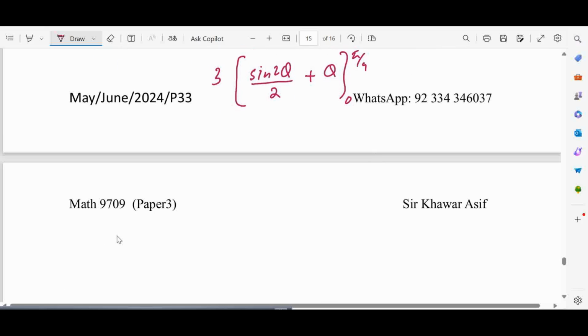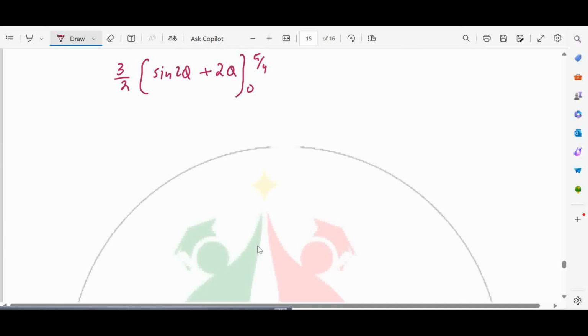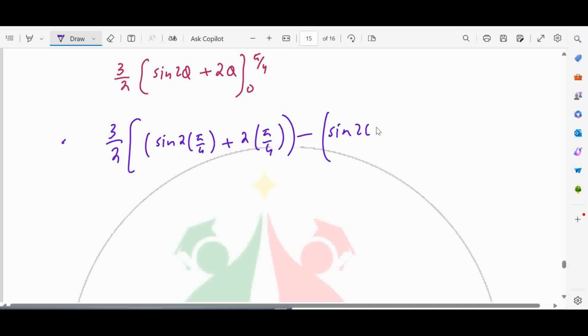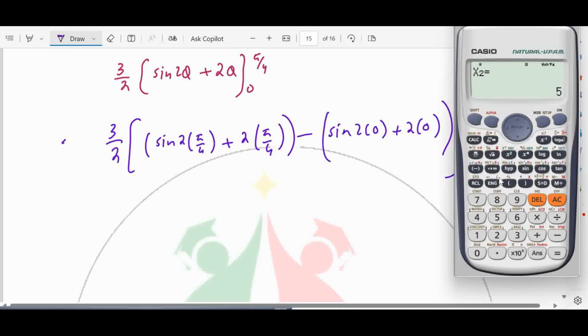We can write this as 3 by 2 sine 2 theta plus 2 theta, and then upper limit minus lower limit. Now the upper limit gives 3 by 2, sine of 2 into pi by 4 plus 2 into pi by 4, minus the lower limit, sine 2 into 0 plus 2 into 0. Now your calculator must be in radian mode, so first of all we need to convert it into radian mode. Basically this will be pi by 2 now.